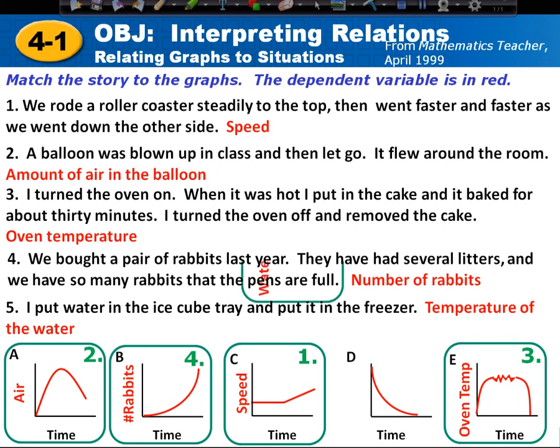Okay. And finally, number 5 is D. You put the ice cube tray and put it in the freezer. The temperature of the water is going to keep going down, down, down until it reaches 0.